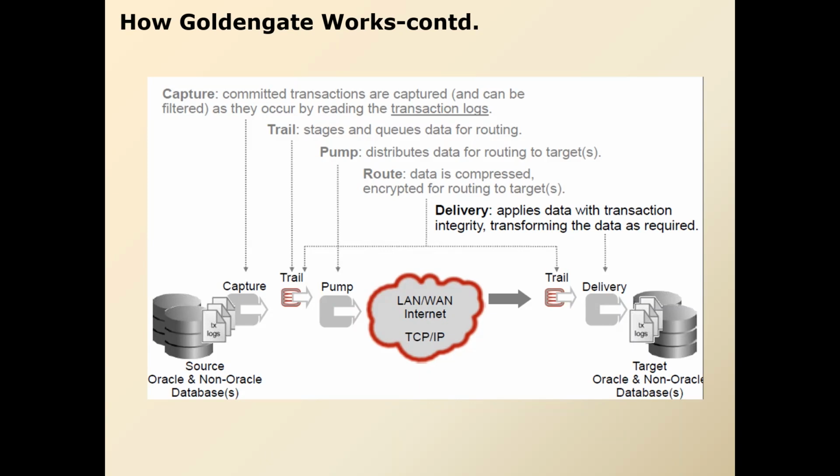Another thing to note here is that each process in Goldengate has a source to read from and a target to write to. So the extract process source is the source database and its target is the local trail. The pump process source is the local trail, and its target is the remote trail. The replicat process source is the remote trail, and its target is the target database. So each process has a source to read from and a target to write to.